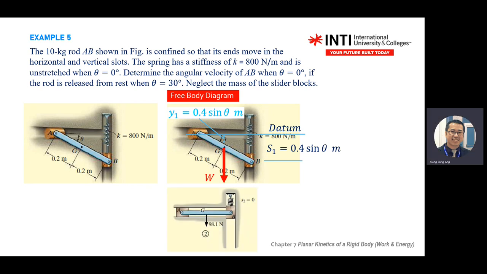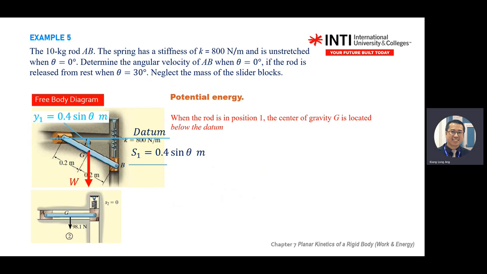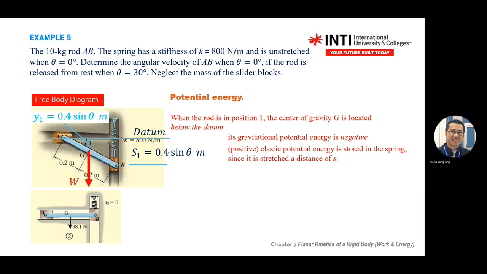So this is unstretched. When you pull and then you let go, this will go up until this position, then you find the angular velocity at this position. Before, when you load the spring, G is below the datum. Below the datum, your potential energy is negative, and you have a positive energy stored in the spring. So before, when you pull the spring 30 degrees, your energy has two parts: one negative, because of the potential, location below the datum, and one positive for the spring, because you charge the spring.